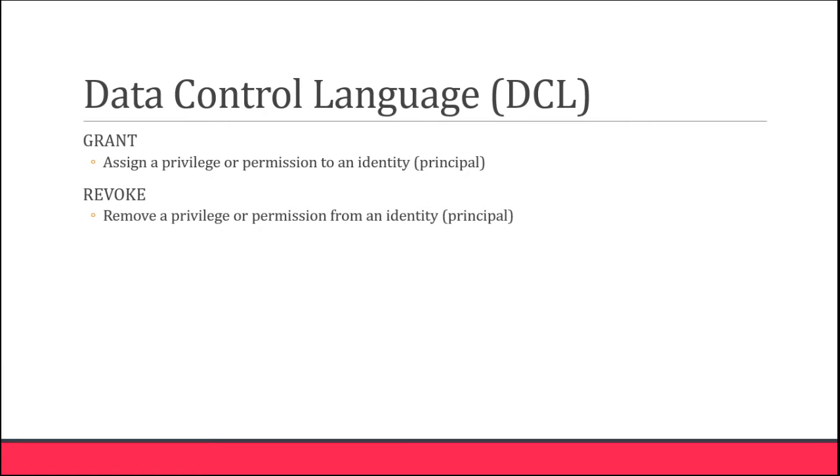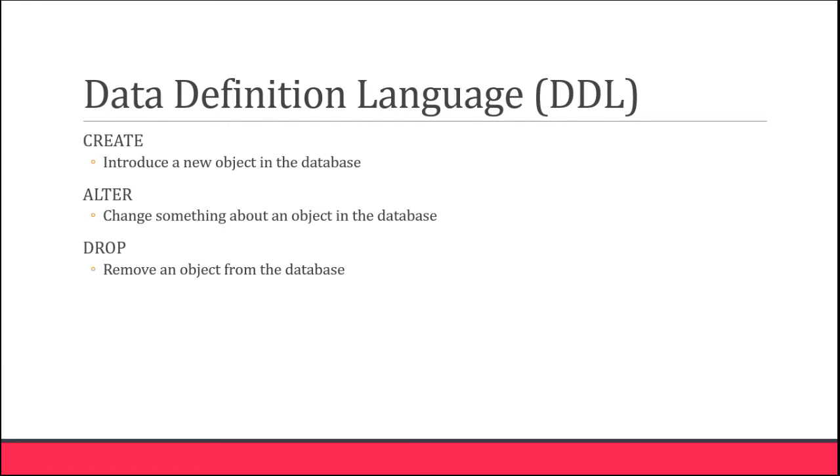You also have revoke, which allows you to remove the privilege or permission from that identity or principal. The next group we're going to talk about is the data definition language group. What this group does basically is commands that have to do with making alterations or affecting objects within SQL Server. So you find commands like create to introduce a new object, alter to change something about the object, or drop to remove the object from the database. So you have those, which make up the data definition language.